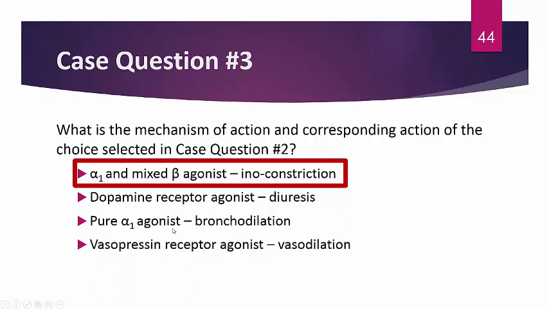Pure alpha-1 agonist goes more along the lines of phenylephrine. However, phenylephrine does not cause bronchodilation because that is a beta-2 effect, remembering our receptors. And vasopressin receptor agonist, vasodilation. Vasopressin receptor agonist refers to vasopressin. However, vasopressin does not vasodilate, it vasoconstricts. So remember that the answer initially was norepinephrine, and that's why alpha-1 and mixed beta agonist vasoconstriction is the correct answer here.